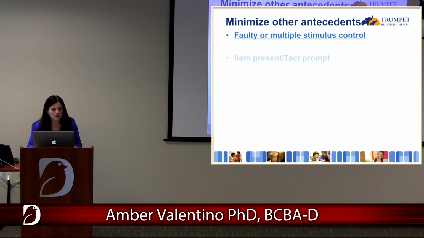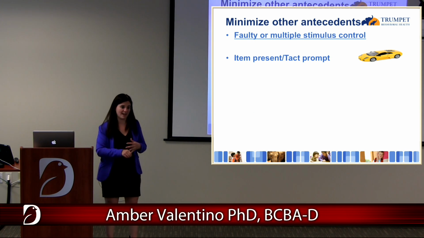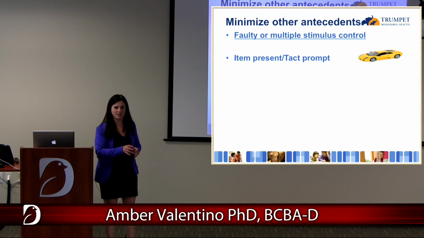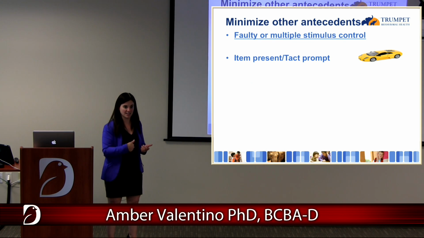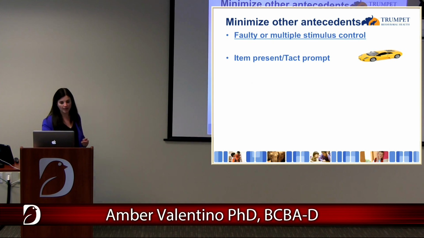Okay, so minimizing other antecedents. Oftentimes, again, I mentioned a lot of times what you'll see with mand training is this faulty stimulus control. A lot of that comes with putting different antecedents into your teaching procedures that then come to control responding. So doing things like, what do you want? Or always having the particular item present and always there. Now that's common in early mand training for the item to be present, but at some point that item needs to get faded out and the responding needs to happen completely under the motivation.